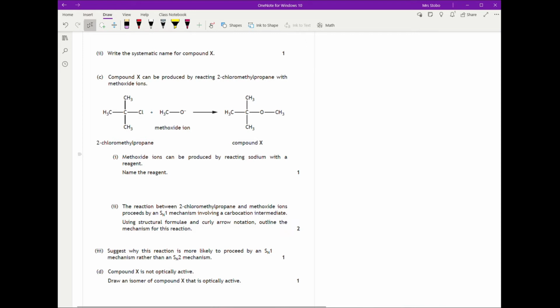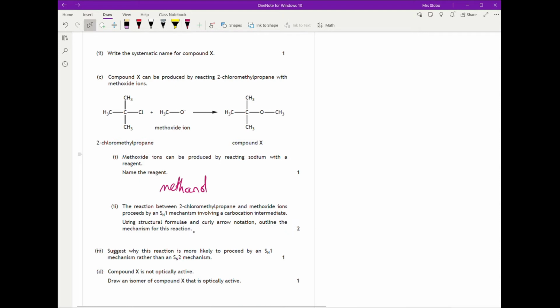Methoxide ions can be produced by reacting sodium with a reagent. Straight recall for this one. This would be methanol, because we react sodium with the alcohol that we want to produce the oxide ion of. Okay, the reaction between 2-chloro-2-methylpropane and methoxide ions proceeds by an SN1 mechanism involving a carbocation intermediate. Using structural formulae and curly arrow notation, outline the mechanism.